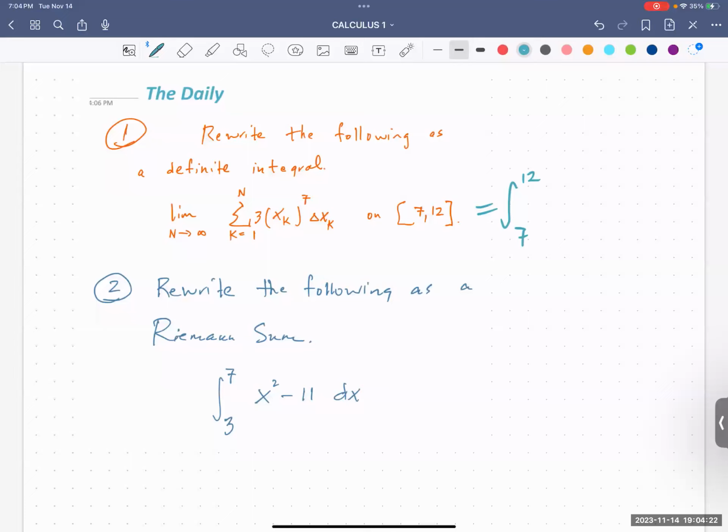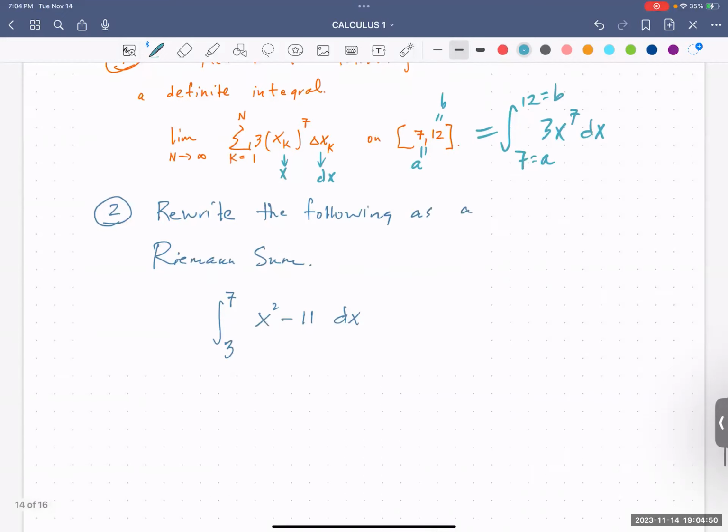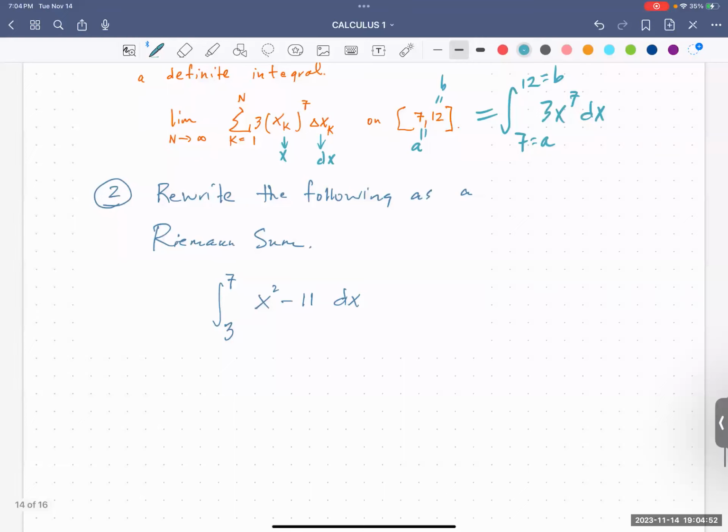And this is of the function 3x to the 7 dx. So this is your lower limit of integration, A, that's A. 12 is B. The delta x sub k becomes a little dx, and the x sub k, that's your x piece. Rewrite the following as a Riemann sum.